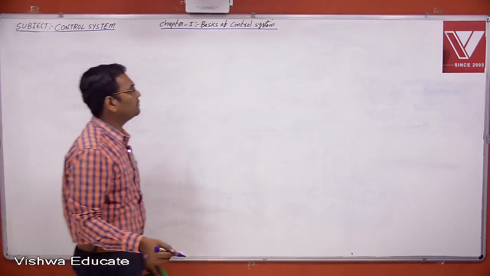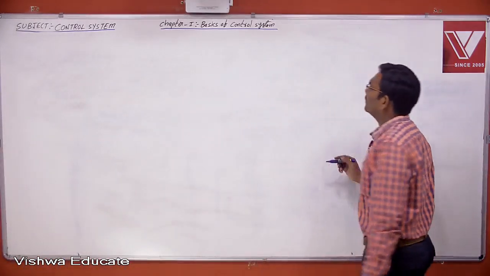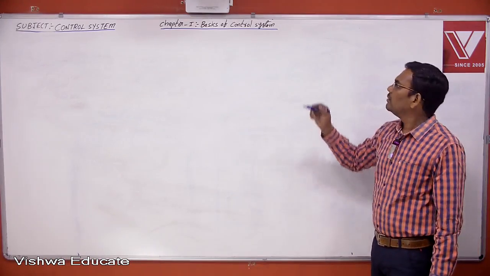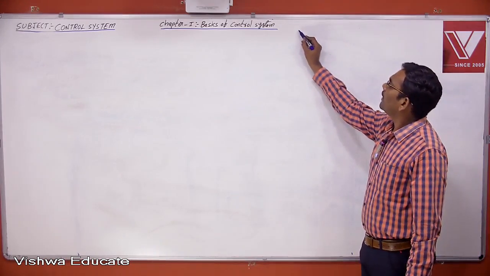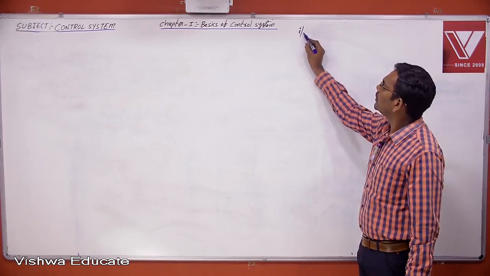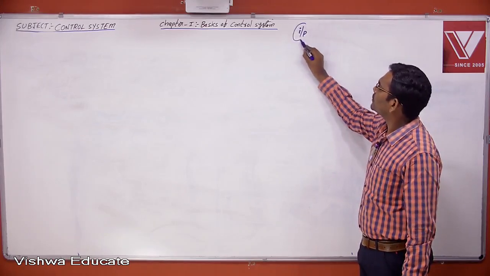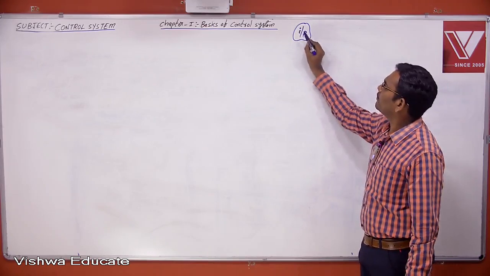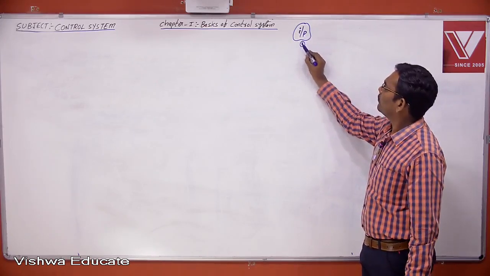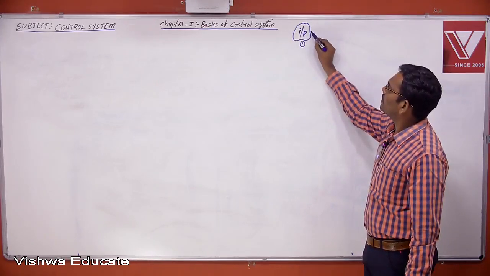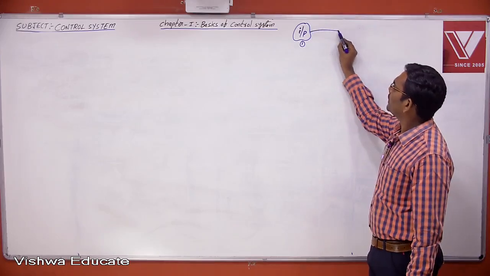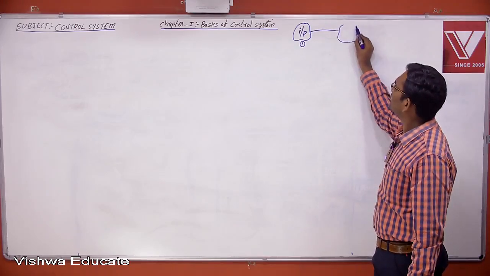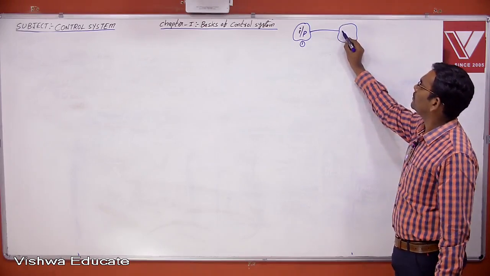Now we will see where we are starting: inputs, the different types of inputs, which we have already completed. Then what is the purpose of inputs? Once you have the inputs, you can easily apply the inputs and see the response.